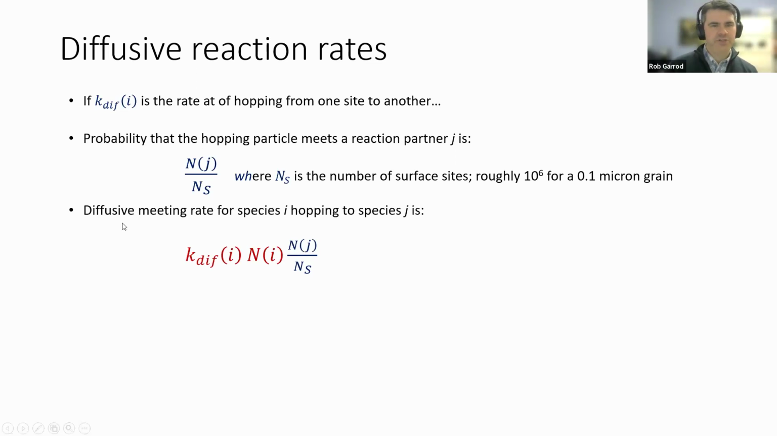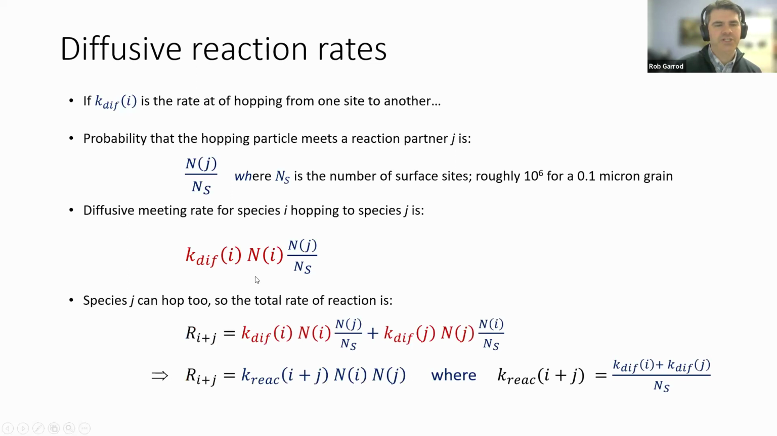Okay, that means that the diffusive meeting rate for species I hopping to species J is just this. It's the hopping rate times the abundance of species I times the abundance of species J divided by the number of sites. Okay, so that's the way we formulate it. In practice, we need two of these terms because species J, your oxygen, or maybe it's another hydrogen, also is hopping around on the surface. So we just add the two terms together. There's a rate for each of the hopping species. And we end up with an overall rate that doesn't look too much different from a gas phase rate. So you have a reaction rate that is ultimately based on the diffusion rate and the number of sites, but it depends also on the abundance of I and the abundance of J. Again, in this case, these are populations, the count of atoms rather than the concentration.